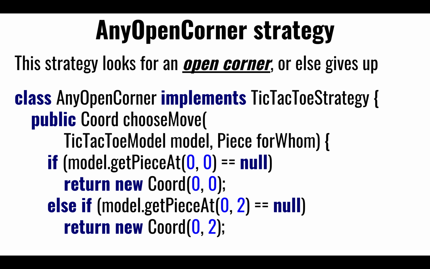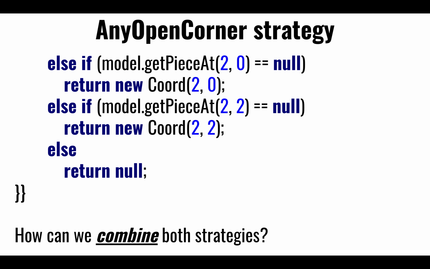Very simple. And that's also the point, that each one of these strategies is self-contained. They have no dependencies on any other strategy. They can be used independently of everyone else. So we call that cohesiveness. It's self-contained. It does what it needs to do very well, and that's the only thing that it knows how to do. We have 2,0 and 2,2. Otherwise, if there are no corners, I failed. I'll come back with a null.